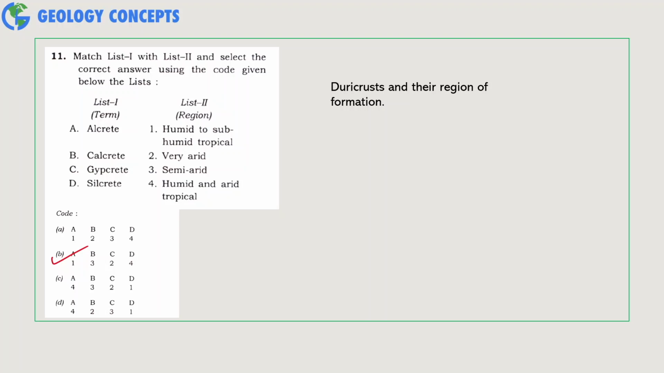Okay, match list 1 with list 2 and select the correct answer using the code given below. Here the question is asking to match the types of duricrust to their respective regions of formation. First of all, duricrust represents the end product of weathering, denudation, and soil formation. Alkylate is an aluminum residue. The formation is mostly restricted to humid to subhumid tropical regions. Calcrete and gypcrete are confined to semi-arid to very arid regions respectively. Hence, if you see, option B is the most suitable option here. So option B is the right answer.